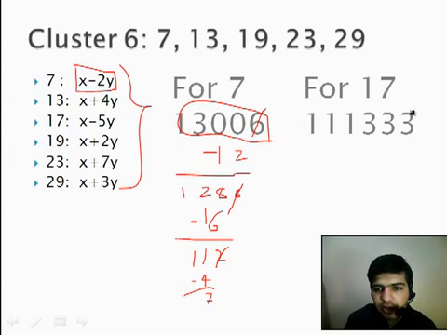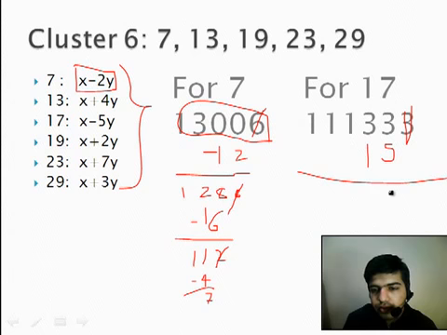Let's take the example over here. 1111333. This is our number, that is 1,11,333. We take the rightmost digit, we strike it out and multiply it by 5. That is, we get 15. If we subtract 15 from this number, we'll be left with 81111.